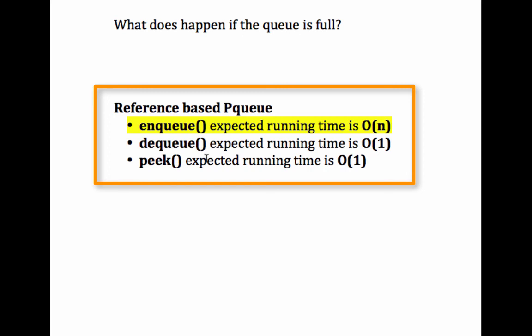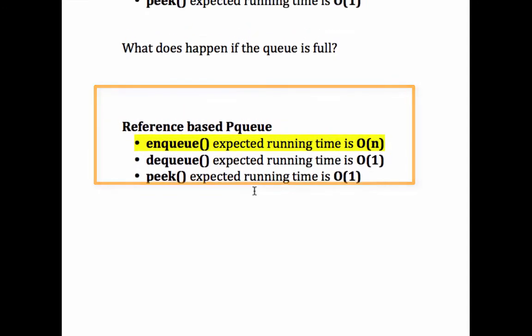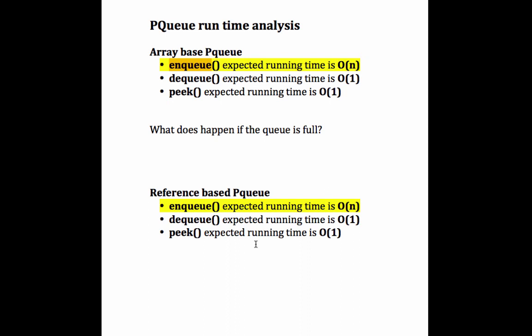So dequeue and peek methods are constant, so they remain the same. We can see using priority queues, even with an array-based implementation or a reference-based implementation, we are making things a little bit worse because the expected running time goes from O(1), which is constant and independent of the size of the data, to being directly proportional to the size of the data.